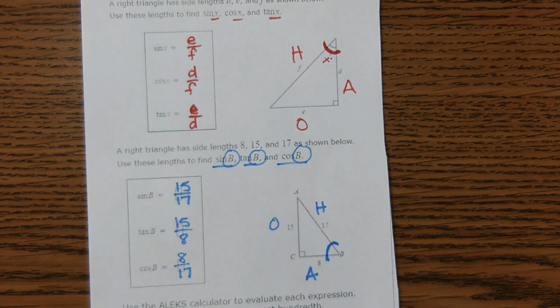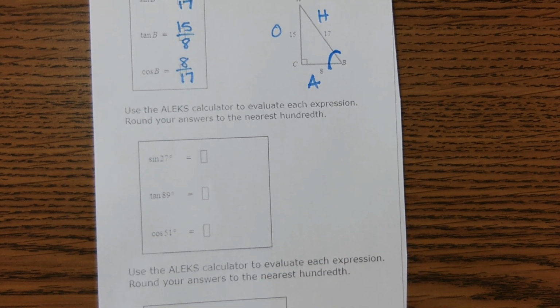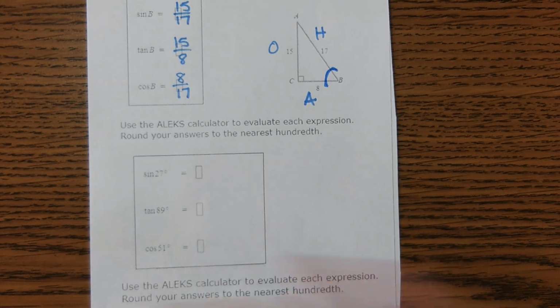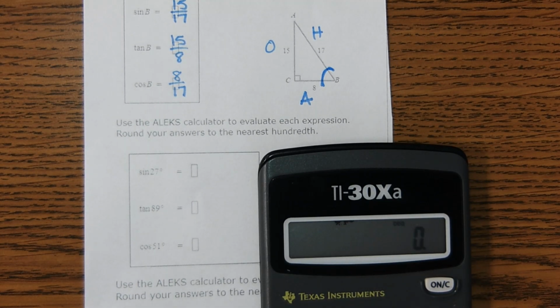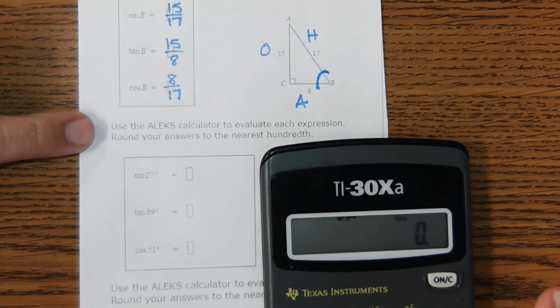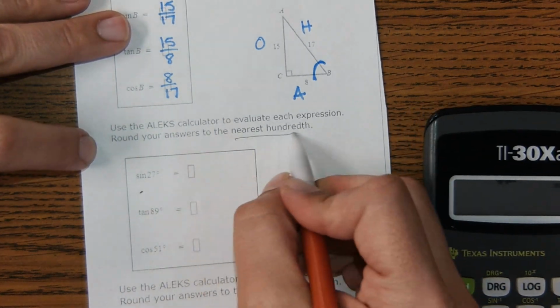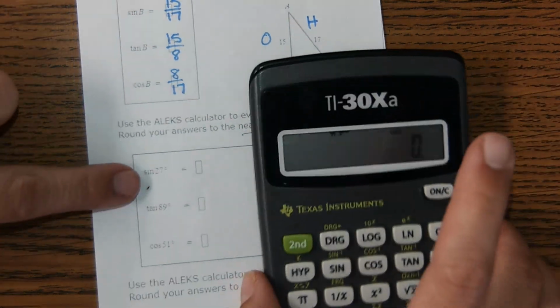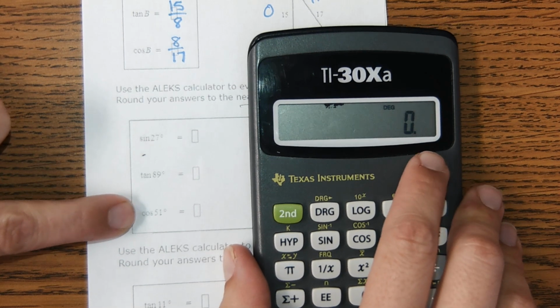Okay, then the next couple problems, we didn't learn this yesterday, but it's a nice segue into the lesson today. And again, this is on your test, so if you find this easy, that is awesome. So it says, use the ALEKS calculator, we're going to use our calculator, to evaluate each expression. Round your answer to the nearest hundredth, so that would be 2 decimal places. And it says sine of 27 degrees, tan of 89, and cosine of 51.